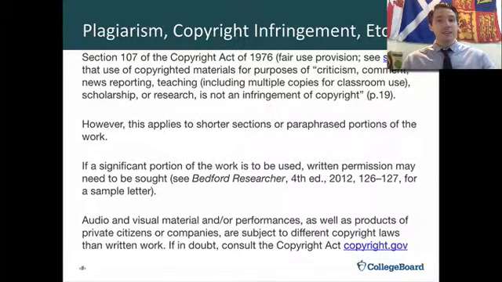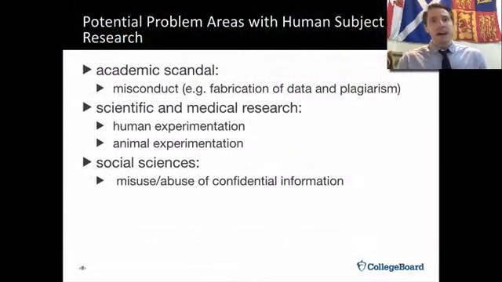Another thing you need to note is that visual and audio performances could be copyrighted. So if you're going to be citing any sort of video or even using it in a research presentation, you need to make sure that you're not copyright infringing. Now, I don't think anyone's going to be doing that in this class, but I'm just letting you know, if you're going to be using a clip from a movie somehow in your research, well, that's copyright infringement. You can't do that.